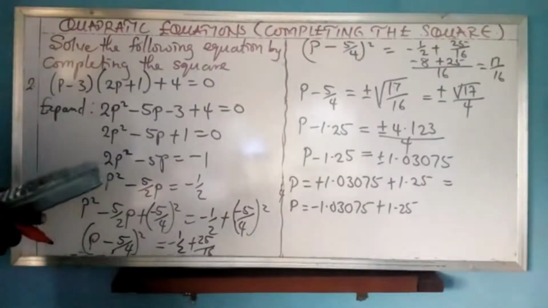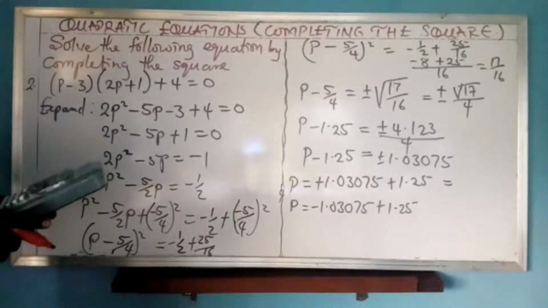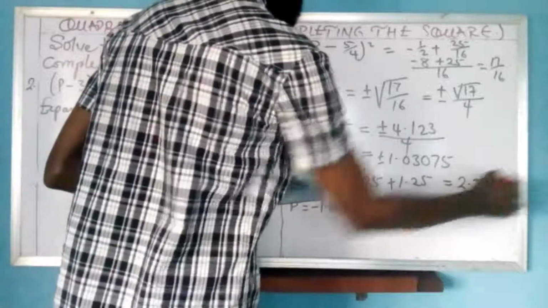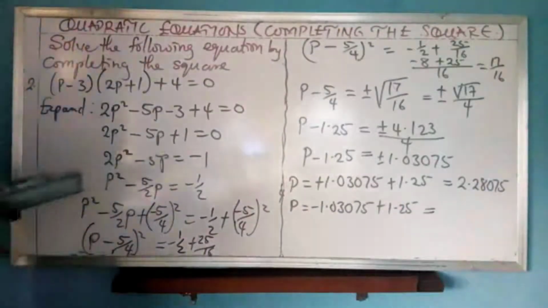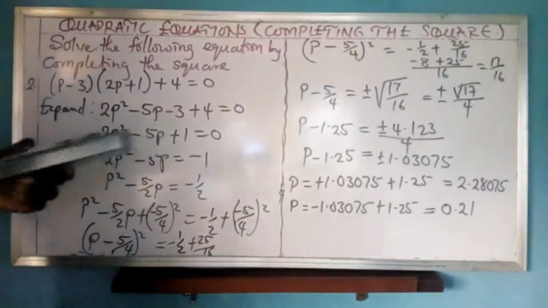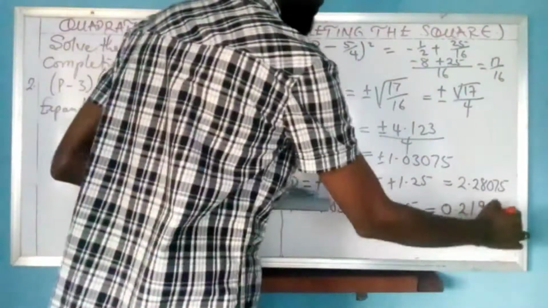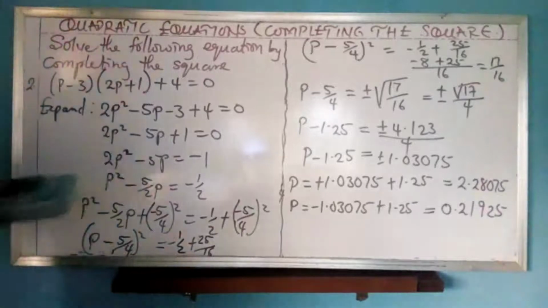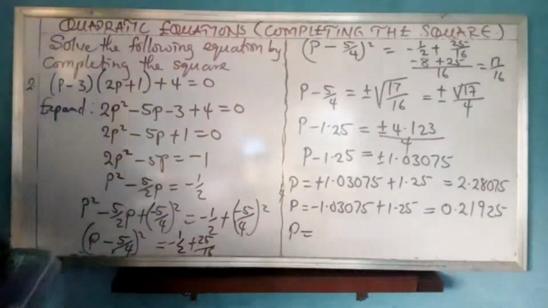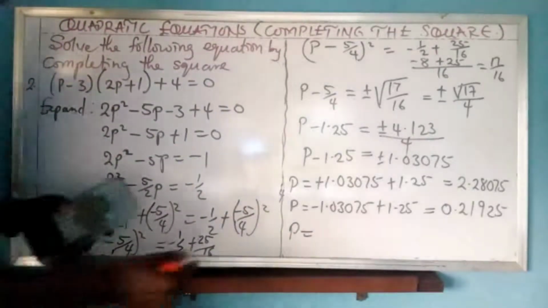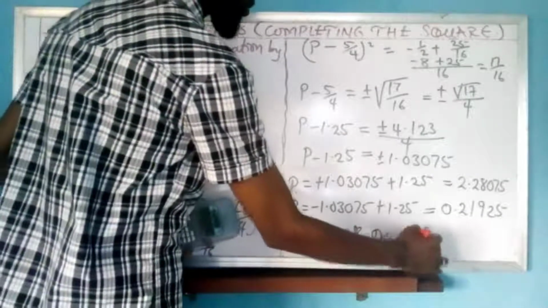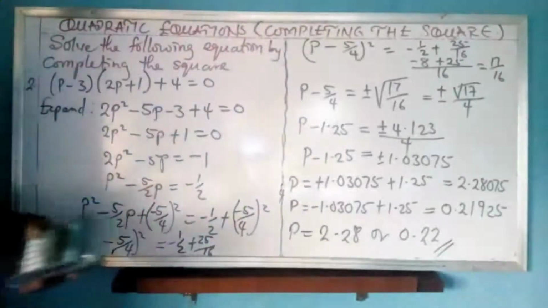Let's press it in the calculator. What do we have? 2.28075. What of this one? When we subtract, 0.21925. That's very good. So those are the two options that we have. So we can approximate it. 2 decimal place will be better. So we're going to have our p to be 2.28 or 0.22. That will be the root of the equation.